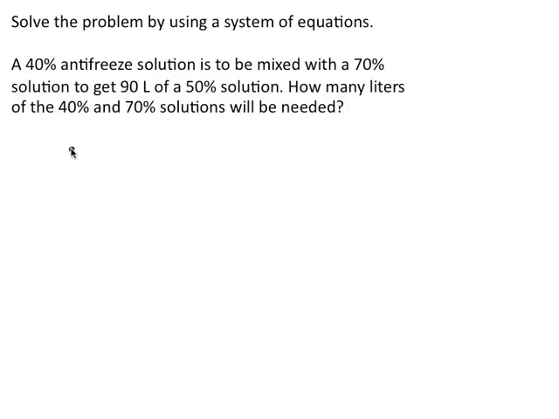So when I go ahead and write 40% down, I'm going to change that to a decimal. So I have 0.40, and I don't know how many liters of that solution I need. I also have 0.70, and I don't know how many liters of that solution I'm going to need as well, so I'm going to call that Y. And then I also have 50%, but I do know that I have 90 liters of that amount.